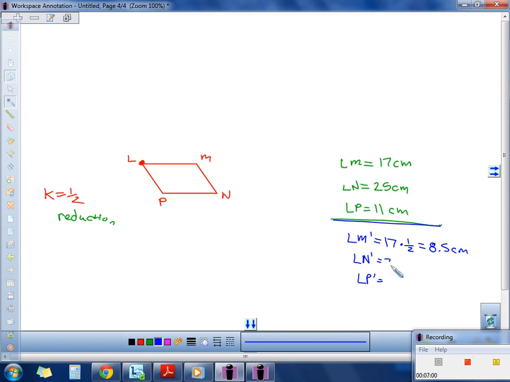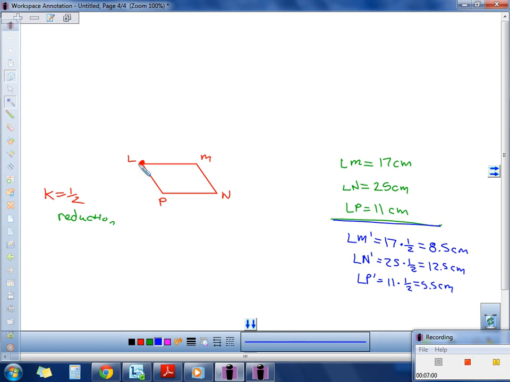Take the 25, the original measurement, and multiply by 1/2. What do you get? 12.5. Good. And the last one's 11. You take 11, you multiply by your scale factor. This is scalar multiplication, and you get 5.5. So these are the new distances I need to measure.